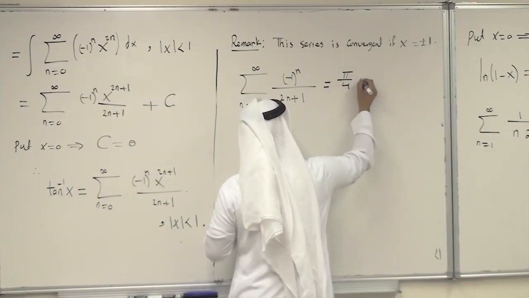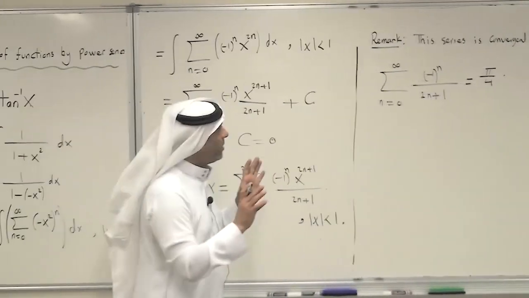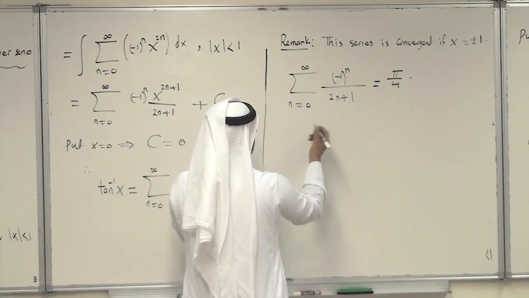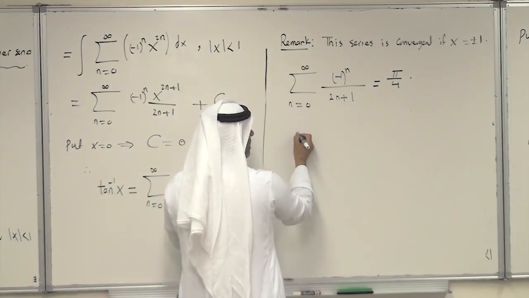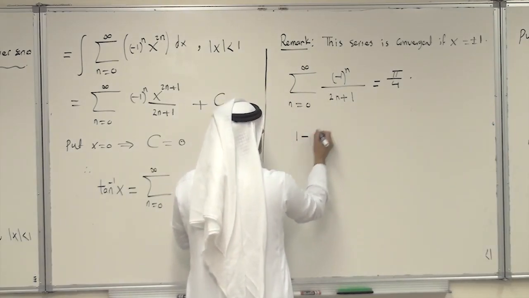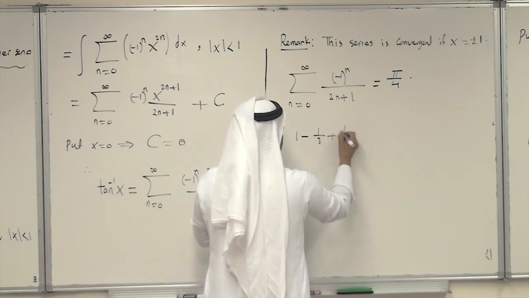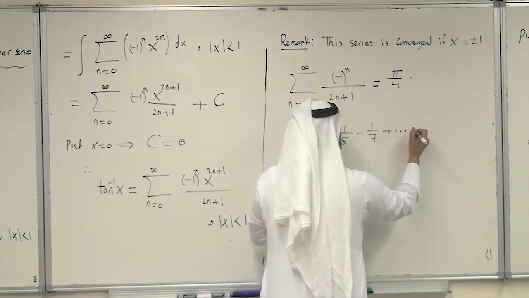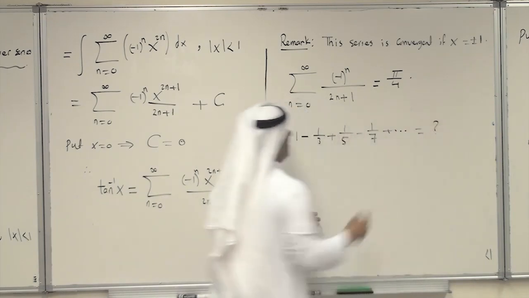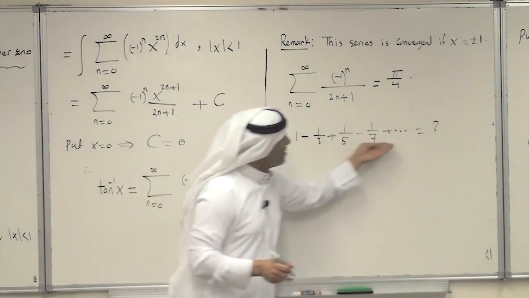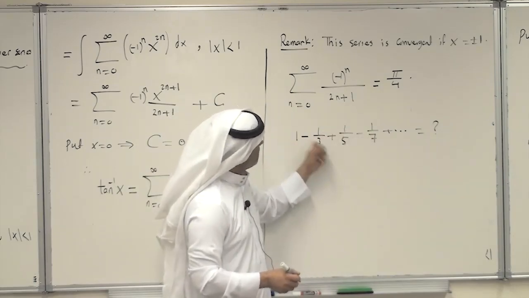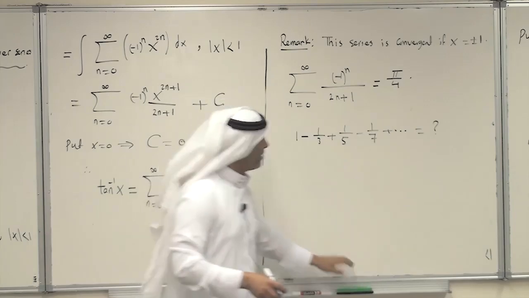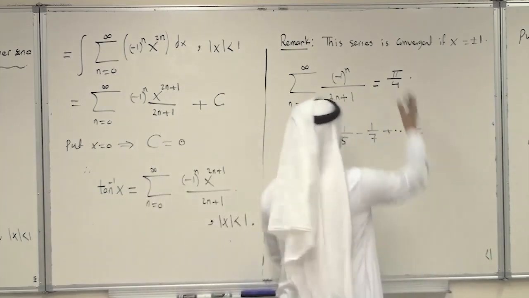Amazing result here. Look, what we are saying is that if we open the left-hand side, you have 1 minus 1/3 plus 1 over 5 minus 1 over 7 plus and so on. What is this equal to? You are adding rational numbers with alternating behavior, 1 minus plus minus plus, and at the end, the final answer is something related to pi.